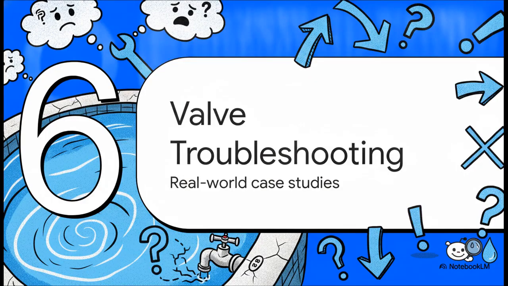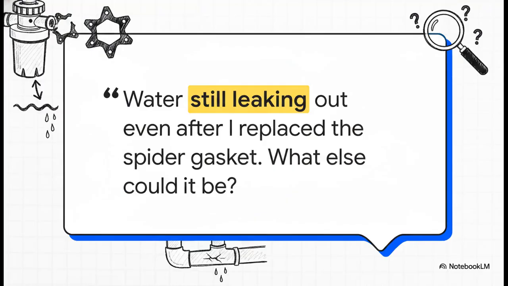And finally, step 6, real-world valve troubleshooting. And this brilliantly illustrates what happens when the obvious fix just doesn't work. Let's look at a real-world case study from the r/swimmingpools Reddit community. Just listen to this frustrating anecdote from user Nut311. They did exactly what we just talked about. They saw water coming out of the waistline, put in the hard work to replace the spider gasket, and yet the water just kept leaking out.